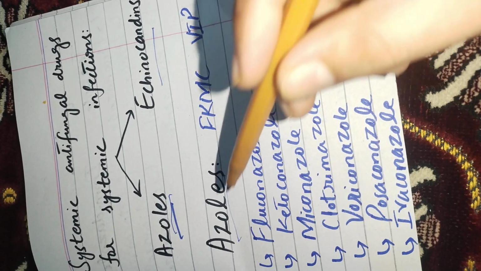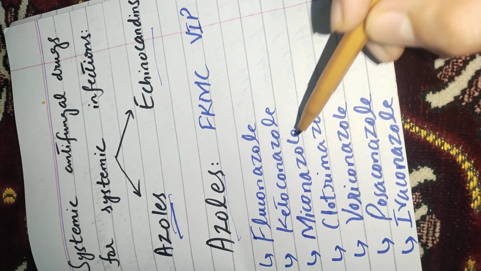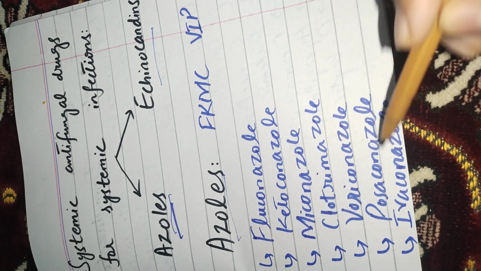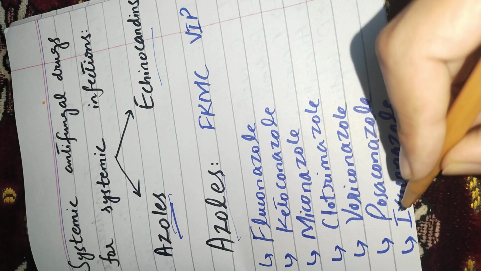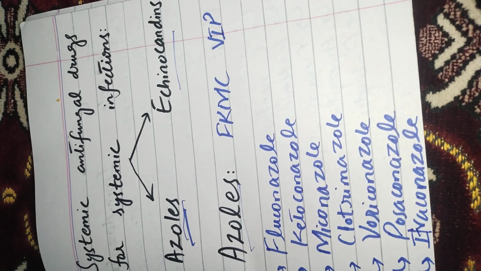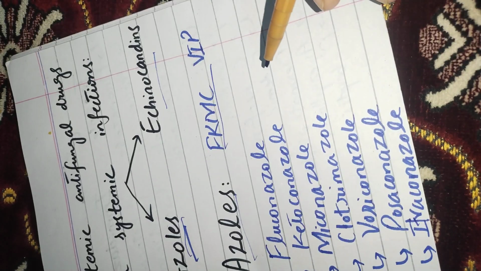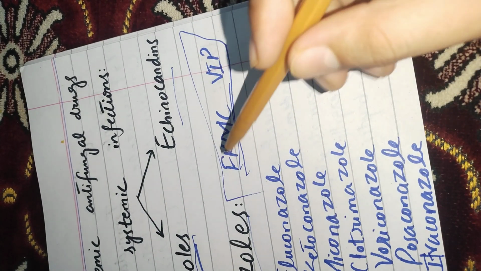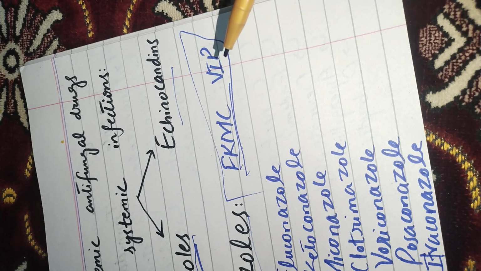Azole-containing drugs are fluconazole, ketoconazole, miconazole, clotrimazole, voriconazole, posaconazole, itraconazole. But we memorize them by this formula: FKMC VIP.